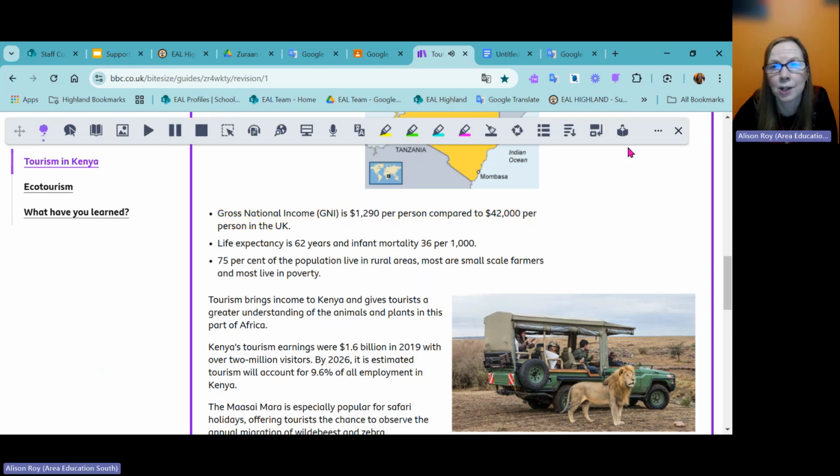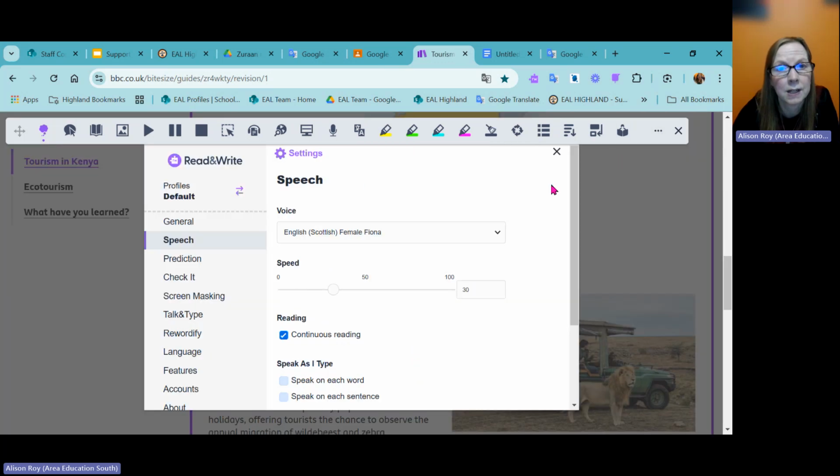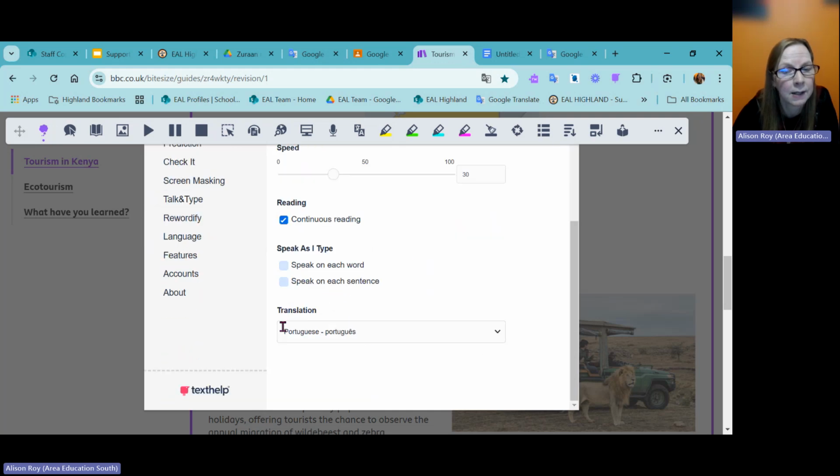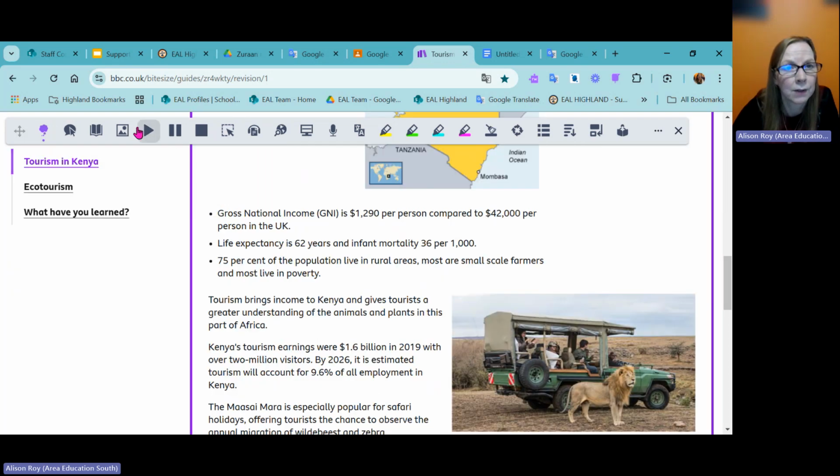Now, just going back a couple of steps, what I will show you is that the three dots are the settings for Read and Write. The main one to go to is speech, and you will select the person who's speaking in English. So we've got Scottish Fiona. You can change the speed of how they read, and the translation. There's a translation function in Read and Write, so set it to the language you want it to be translated into. Okay, so the read aloud function is the black triangle.